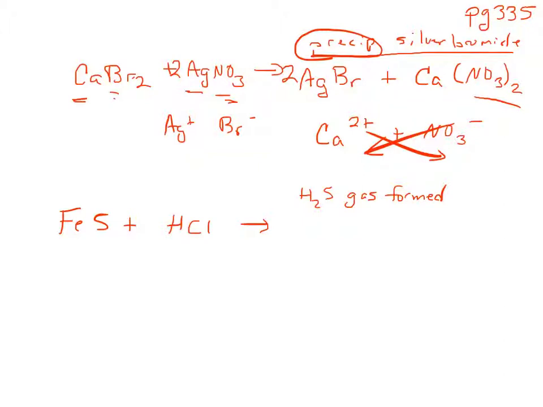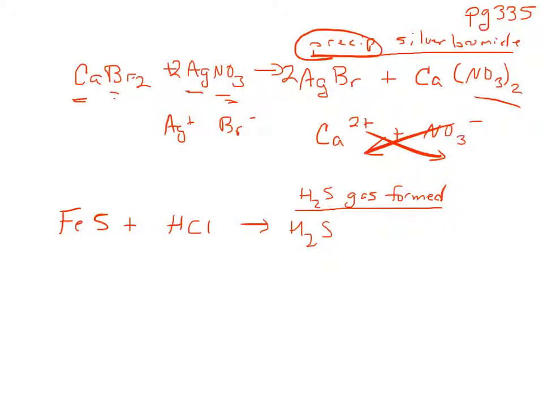Alright, on the next one, it says we've got some iron sulfide and hydrochloric acid, and what's formed is a gas. So you put this together, you'd see little bubbles forming, and that gas would be hydrogen sulfide. Wouldn't smell good. Hydrogen sulfide is that rotten egg gas. But we know that this is formed, H2S. And what have we got left?